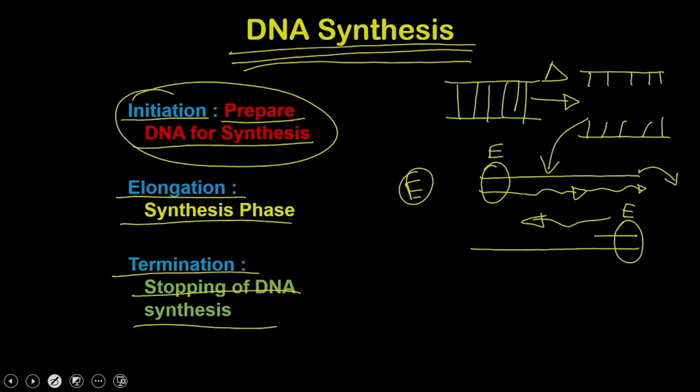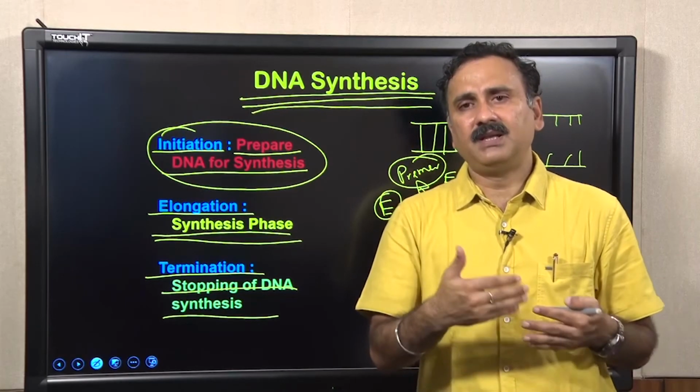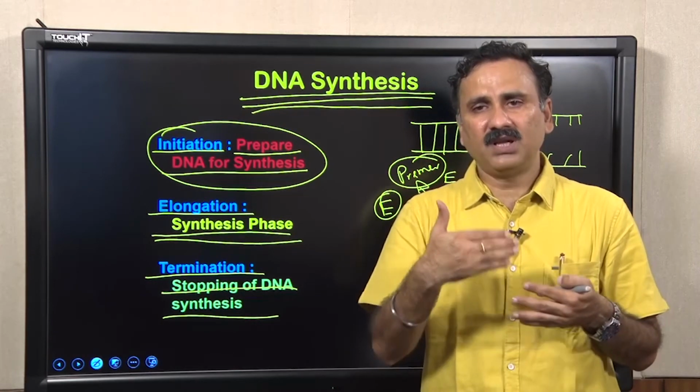Now, in the elongation phase, you can simply add small stretches of DNA sequences, which are called primers, and then you can add the enzyme. That is how it starts the synthesis process, and once it reaches the end, it falls from the template, and that is how it ends up in the termination.